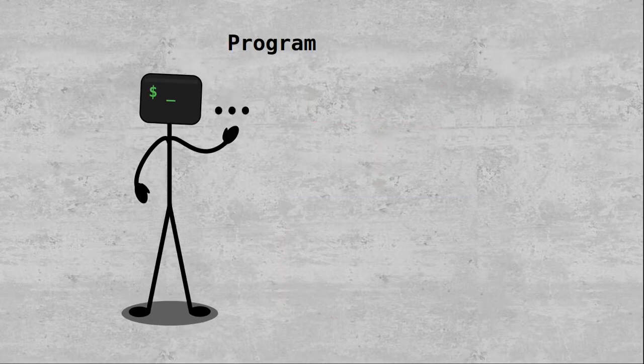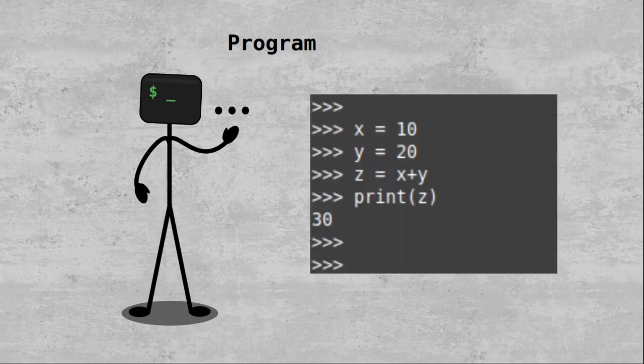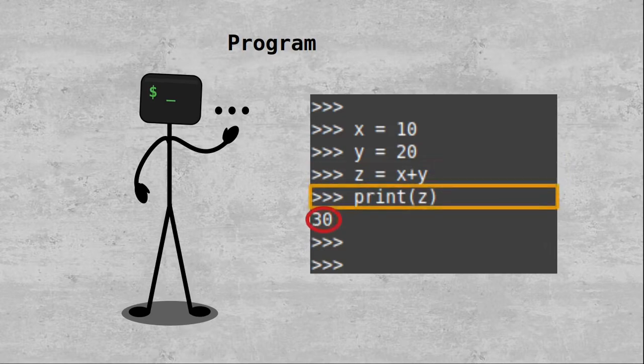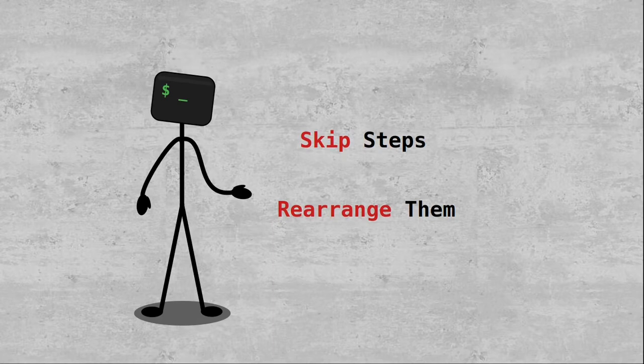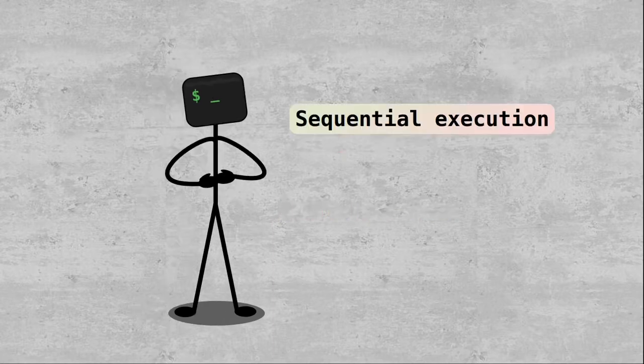When a program runs, the computer starts with the first instruction and executes them one after another. Read the first number. Read the second number. Add them. Show the result. The computer does not skip steps. It does not rearrange them. This behavior is called sequential execution, and it is the default way computers operate.